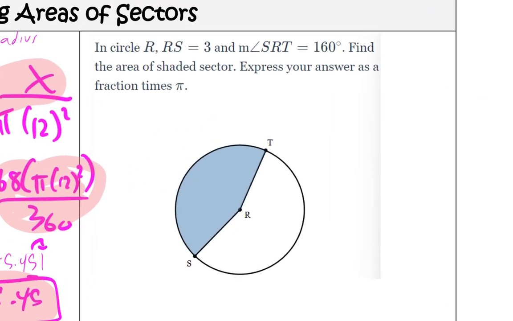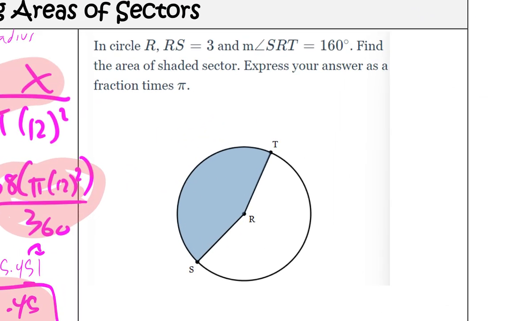All right, so now on this one, this one is saying the answer is the fraction times pi. Express your answer. Okay, so that's the difference between this one and the other one. All right, so let's check it out. It says in circle R, so this is R, that circle, RS is 3. So RS, okay, that's 3. And that's our radius, right? So this is our radius, right? And so it says the measure of SRT is 160.